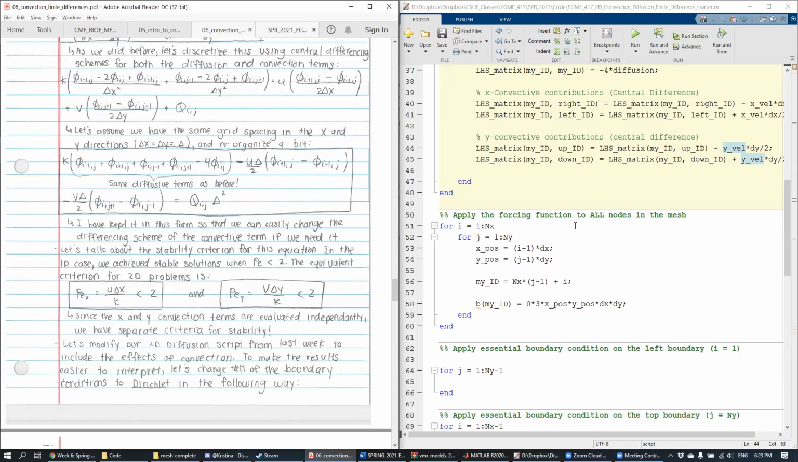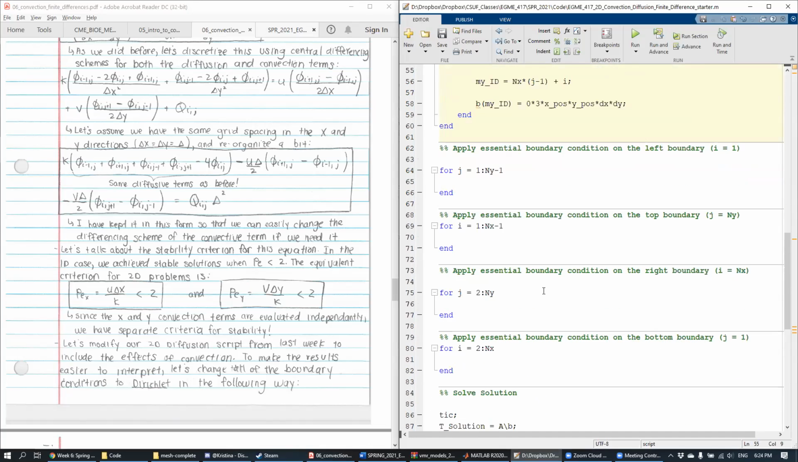Okay, so the next step is to apply the forcing function, or the source function. For this one, I used the same one as before, but just for illustration's sake, I'm going to cancel this out because it's easier to interpret the results when there's no source function. All I did for that was add a 0 here. This should already be in your starter code, so you don't have to do anything here.